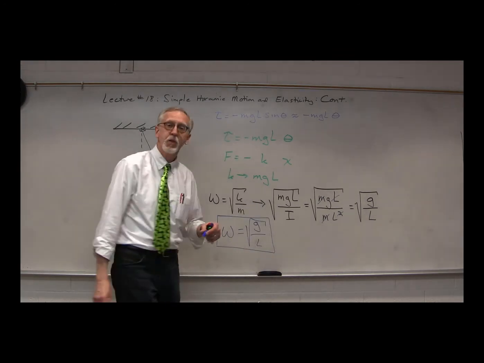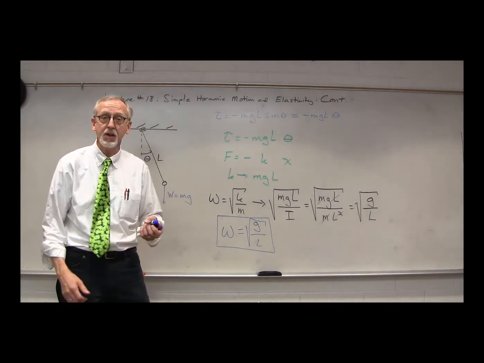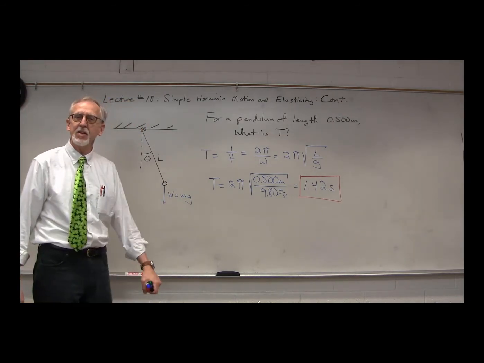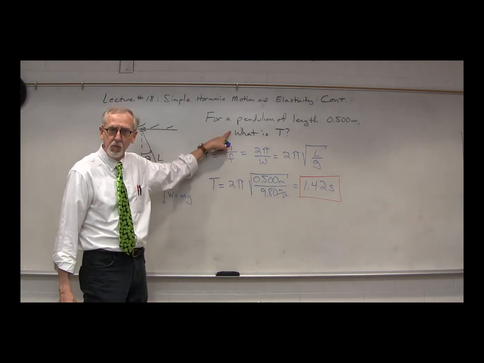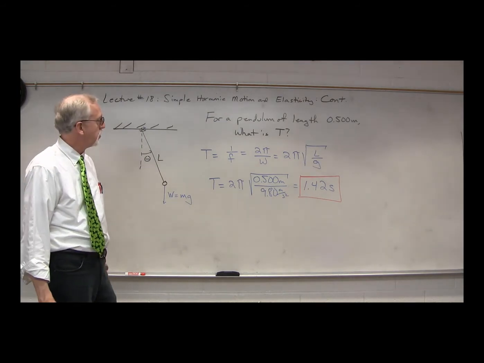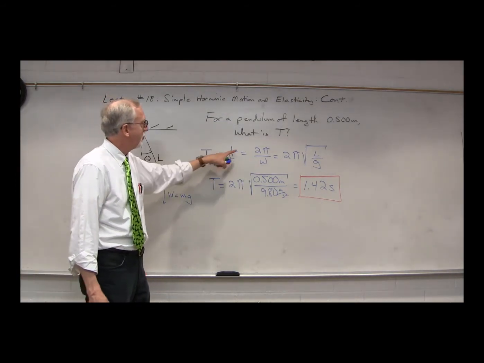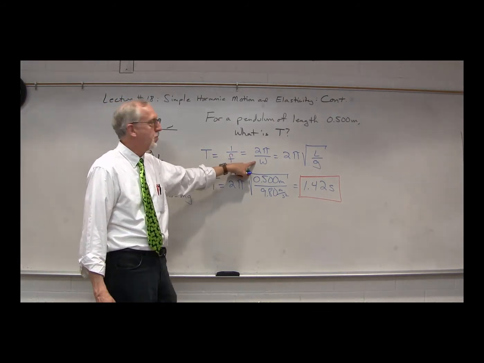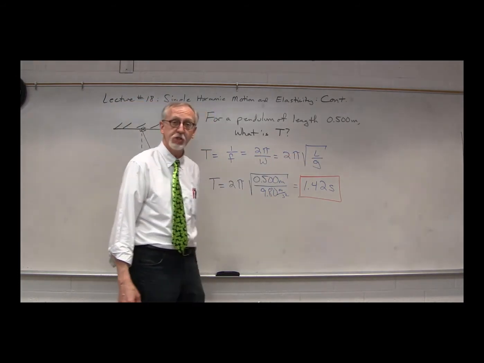There we go. Well, let's do a little experiment and see if this actually works. Let's stick some numbers in here. For a pendulum of length 0.5 meters, half a meter, what would the period be? Well, we know T is 1 over f, the frequency, and we know the frequency is omega over 2 pi, so 1 over f would be 2 pi over omega. So the period would be 2 pi over omega. Omega is root g over L, so the period is 2 pi root L over g.